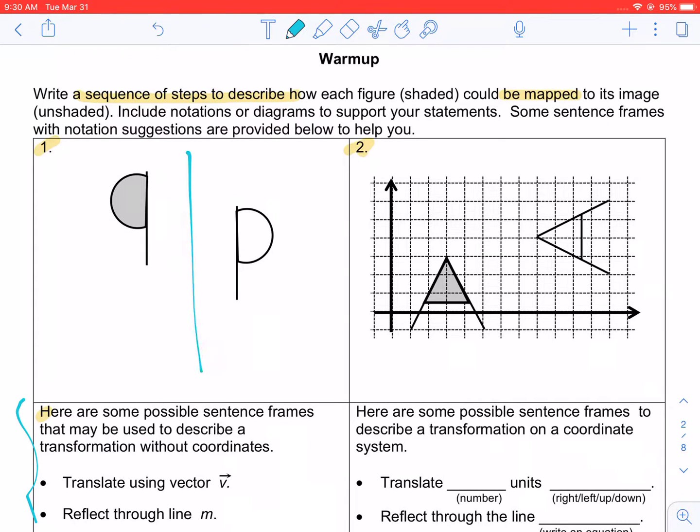So the first thing that I'm going to have in here is I noticed that this figure and this figure seem to be the opposite of each other, so like a mirror. So that tells me that somehow there is a reflection in here. So I'm going to label this line M, and I'm going to say that this figure is being reflected through line M. And when I reflect it, I'm supposed to be getting a figure like this.